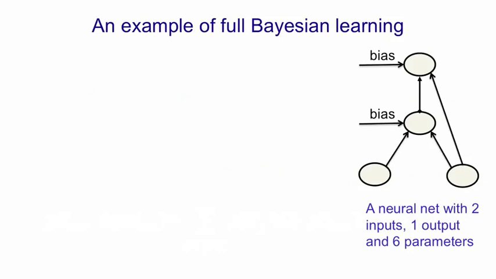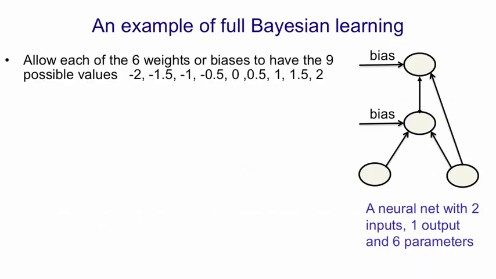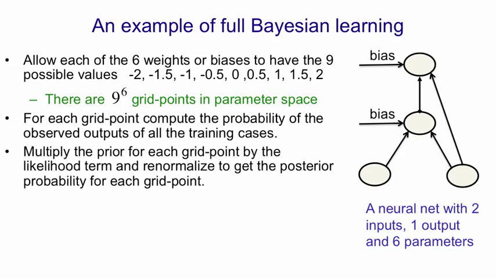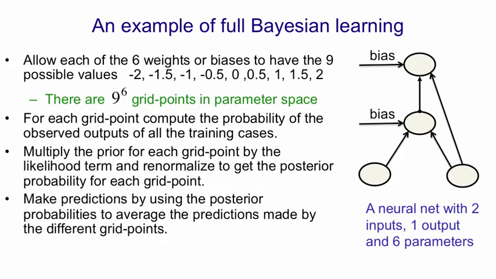So here's a picture of full Bayesian learning. We have a little net here that has 4 weights and 2 biases. If we allowed 9 possible values for each of those weights and biases, there'd be 9 to the 6 grid points in the parameter space. It's a big number, but we can cope with it. For each of those grid points, we'd compute the probability of the observed outputs on all the training cases. We'd multiply by the prior for the grid point, which might depend on the values of the weights, for example, and then we'd renormalize to get the posterior probability over all the grid points. Then we make predictions using those grid points, but weighting each of their predictions by its posterior probability.